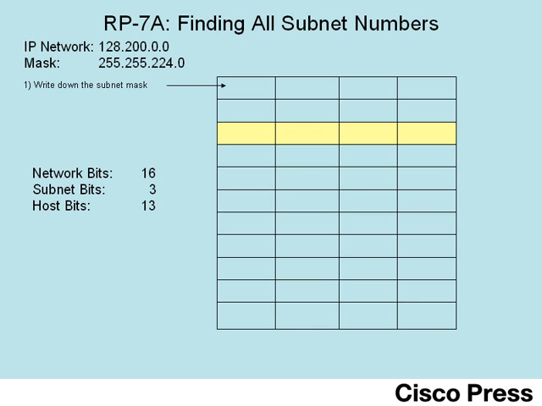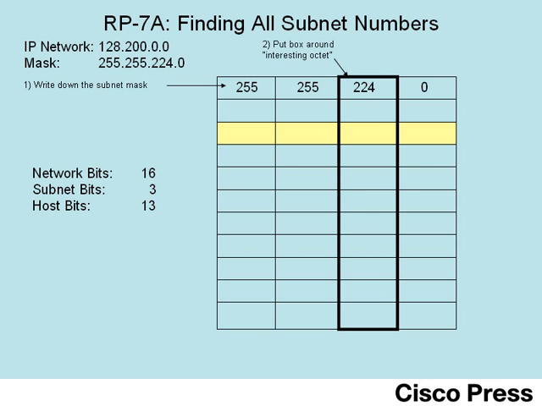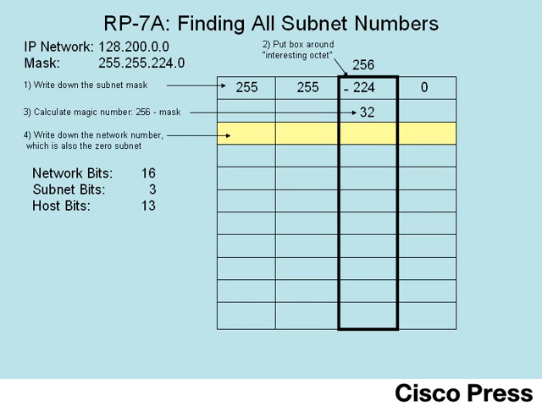So taking a look at the first 4 steps, first we see that we simply copy down the mask into the top row of a table. Then at step 2, we put a box around the interesting octet. Once again, that's the octet in which the mask is not a 0, nor is it a 255. At step 3, you calculate the magic number. The magic number is 256 minus the value of the mask in the interesting octet. In this case, 256 minus 224, or 32. Finally, at step 4, you just write down the classful network number, which is also the exact same value as the 0 subnet.